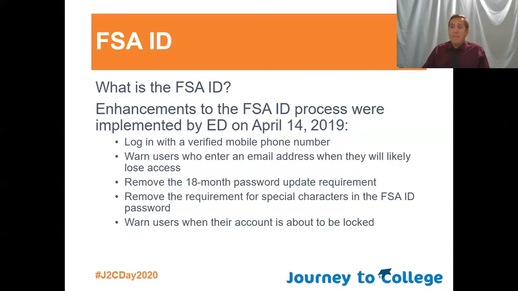Next is that the system will warn users if they enter an email address that they will likely lose access to. This warning will appear if a student or parent tries to use an email address with an extension type of .edu, .k12, or something like that, that they could potentially lose access to as a result of leaving an educational institution. The system has also removed the 18-month password update requirement, and it will only prompt users to update their password if there's been a security event of some type.